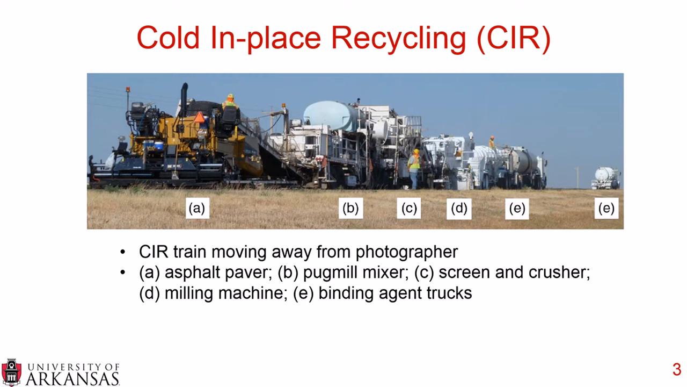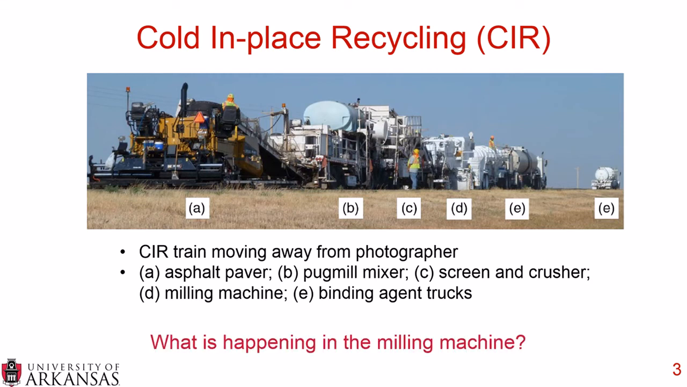The equipment labeled C is the screen and crusher, and that processes and sizes the reclaimed asphalt pavement. D is the milling machine itself, so this is what takes up the reclaimed asphalt pavement. And then E are the various binding agent trucks. In this picture, we actually have a little bit of Portland cement being placed down. We have asphalt emulsion, and then we also have water being added.